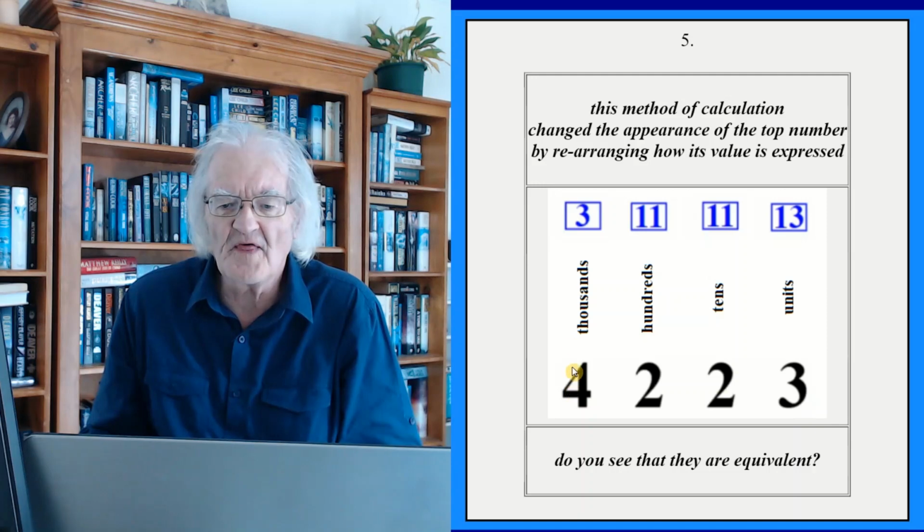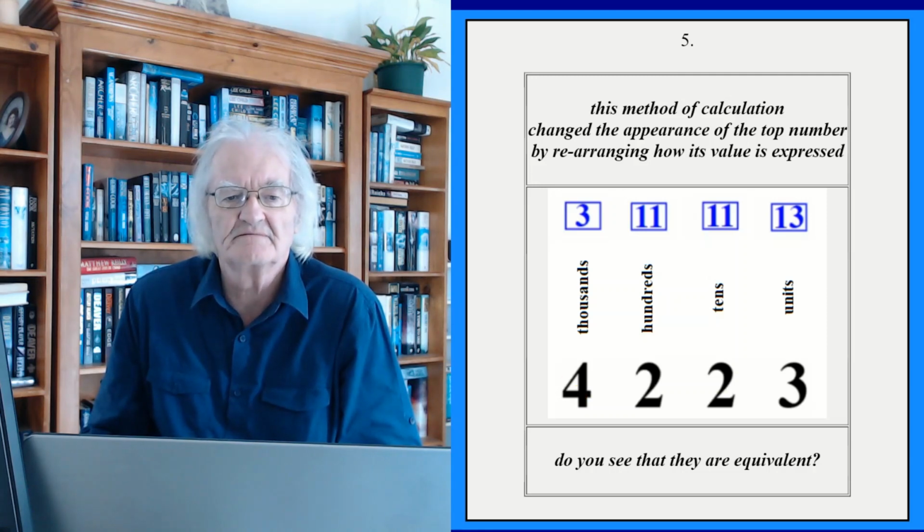So the 4,000 can be re-expressed as 3,000 and 1,100. Notice 3,000 and 1,100 still conveys the value of 4,000. Do you see that they are equivalent?